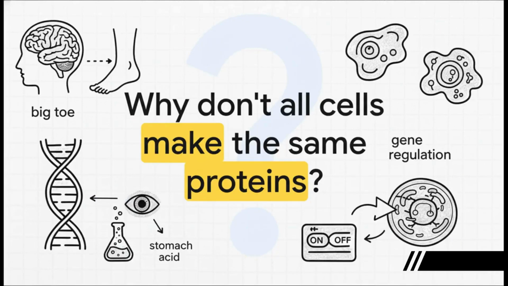All right, let's kick things off with a big question. Just think about this for a second. Every single cell in your body, whether it's in your brain or your big toe, has the exact same set of genes. So why isn't your eyeball making stomach acid? Kind of weird, right? Well, the answer is this amazing process called gene regulation. And today, we're going to unravel that mystery and get you totally ready for your CUET.